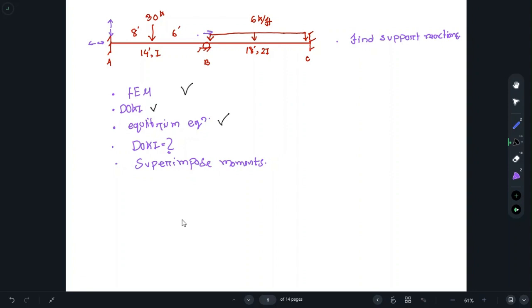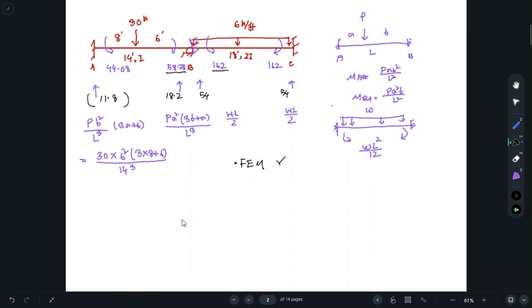How many equations will we make? We'll make as many equations as the number of Doki we have. Then we find the value of Doki by solving the equation. Then we superimpose the moments due to external loads and the moments for applying Doki. Here we get these reactions, and these are our moments for the application of loadings, considering all the joints as fixed joints.